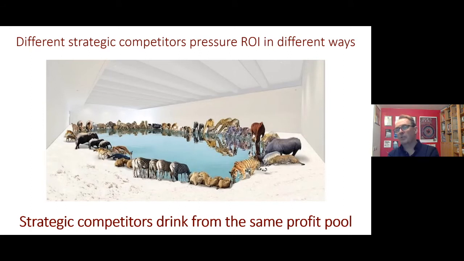There's an important concept to grasp, and this is the idea of the profit pool. The profit pool is simply the total amount of profit available to everyone involved in the market. What strategic competitors have in common is that they all want to drink from the same profit pool as you do. So generally their success comes at the expense of your ROI. So just because they don't look like you or make the same sorts of products as you, it doesn't mean they're not strategic competitors. They drink from the same profit pool as you, but in different ways.